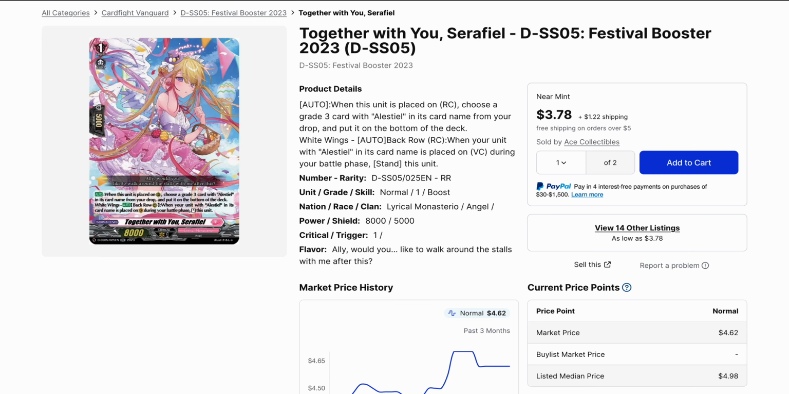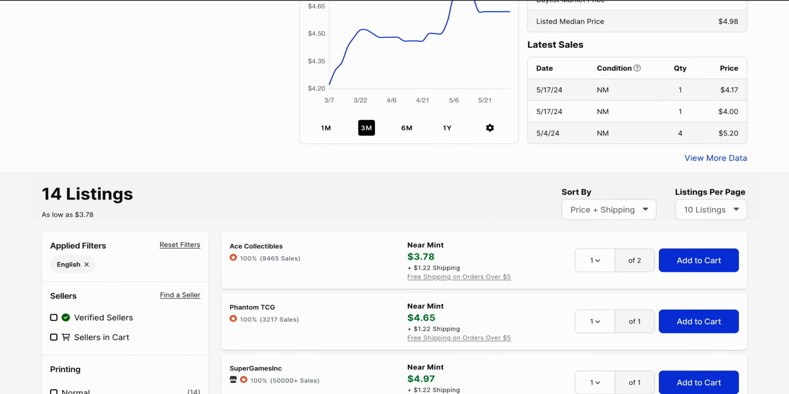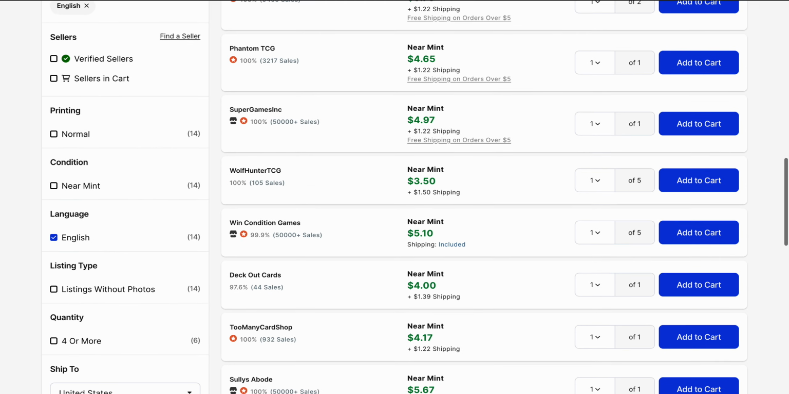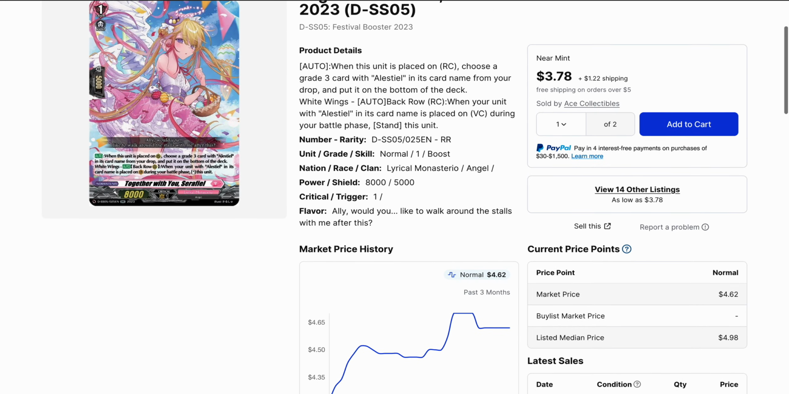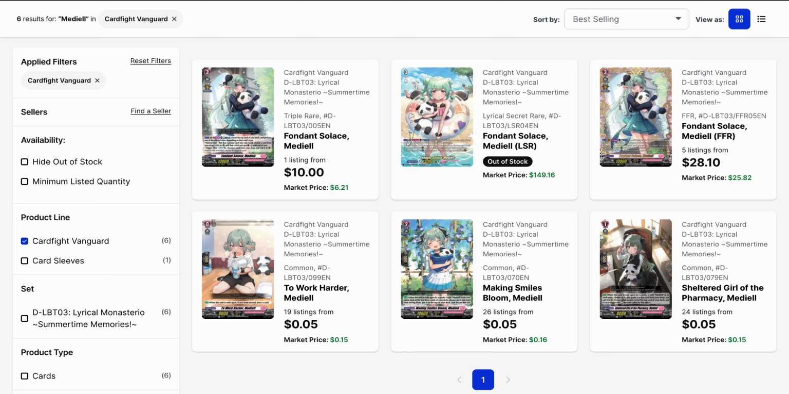it's not chump change. Same with Seraphiel if you're playing Elestial, where this one is $3.78 base with a market price of $4.62 and does sell for $4+. We have basically $4 to $5 on this one. So when it comes to this set, unless we start getting some more reprints, and I don't think we'll be getting any new support for the original Lyrical Boss units, these might not see any reprints for quite some time.